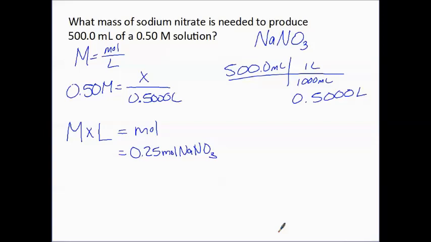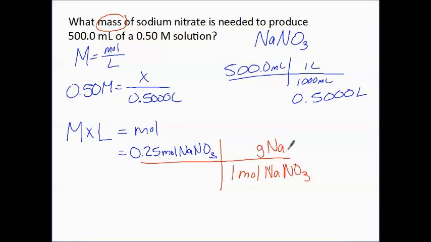Now that we have moles of sodium nitrate, though, we have to answer the question. It's asking for mass. So we have to do a quick mole conversion. 1 mole of sodium nitrate to grams. We're going to look on our periodic table to add up 1 sodium, 1 nitrogen, and 3 oxygen. So our molar mass is 85 even grams of sodium nitrate in 1 mole of sodium nitrate.